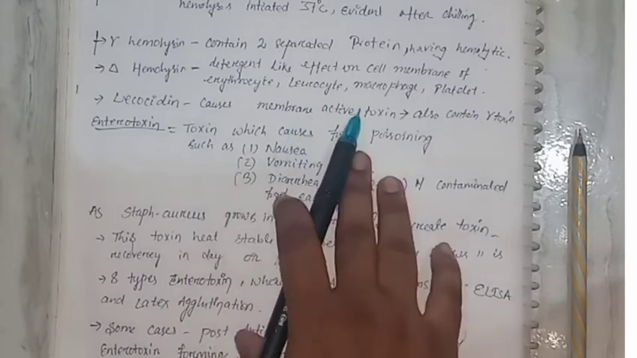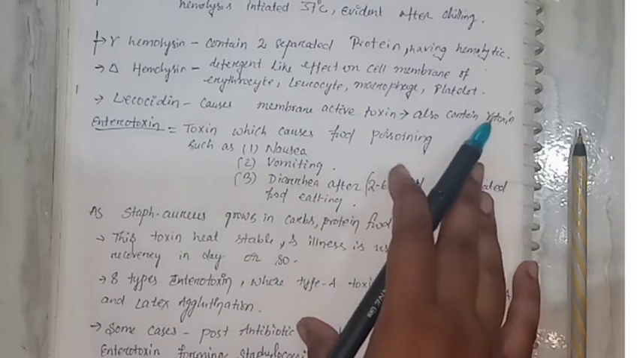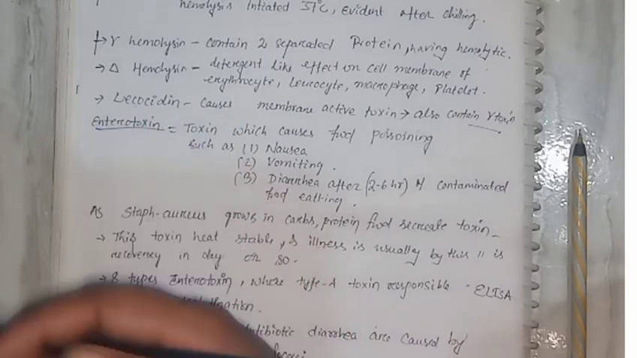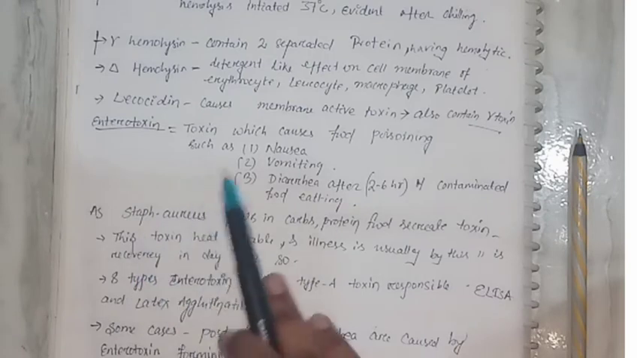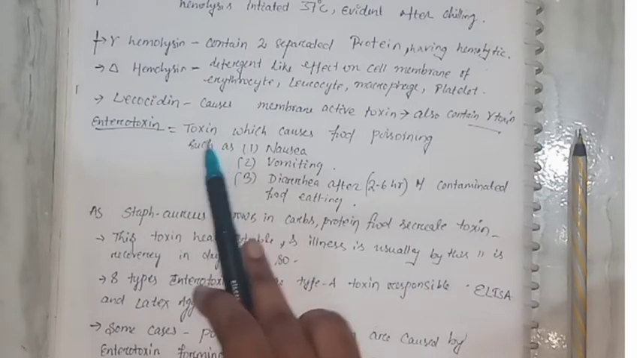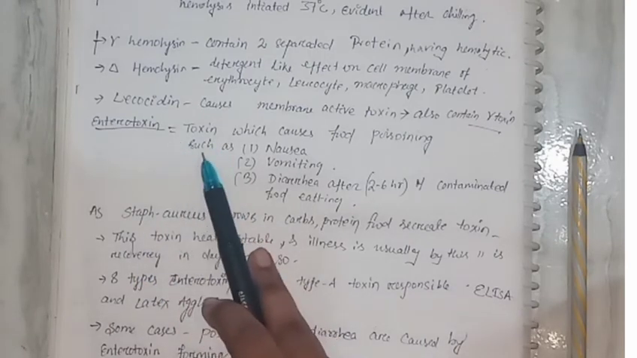and platelet. Leukocidin is a membrane active toxin and also contains the gamma toxin. So both gamma toxin action is also present in the leukocidin. Now the enterotoxin. Enterotoxin means the toxin which is intestinal. It mainly causes food poisoning.